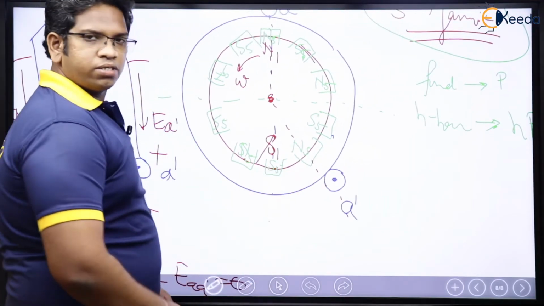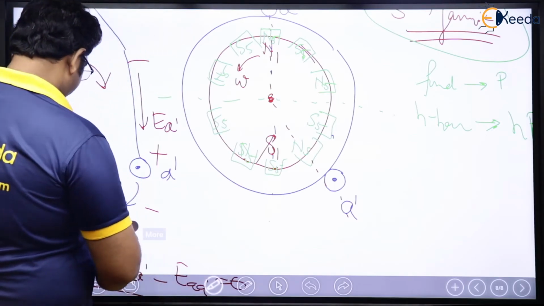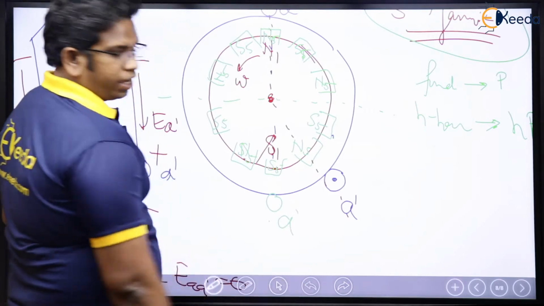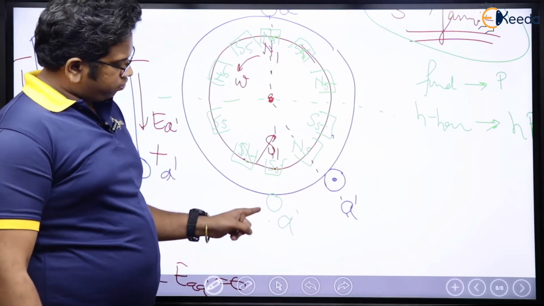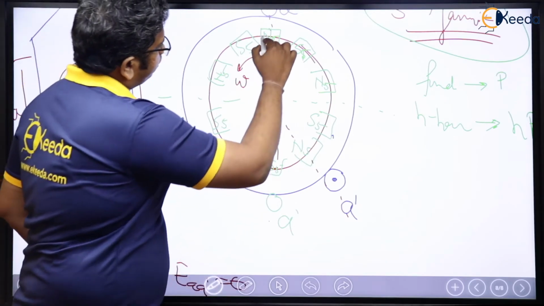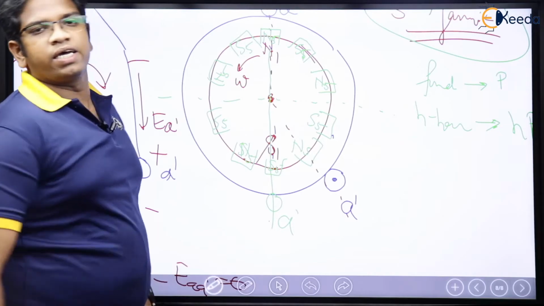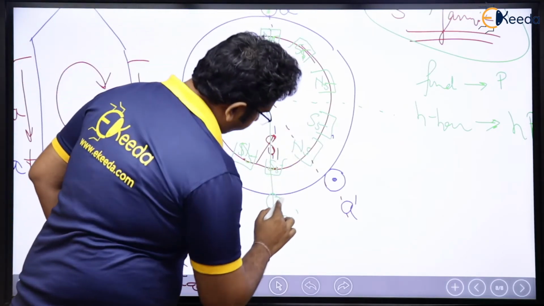If I short pitch this, the fifth harmonic is gone. Now just think, if I had placed A dash here rather than short pitching, what would have happened? This was N phi and this was S phi, which means here a dot would have been there and here a cross would have been there.